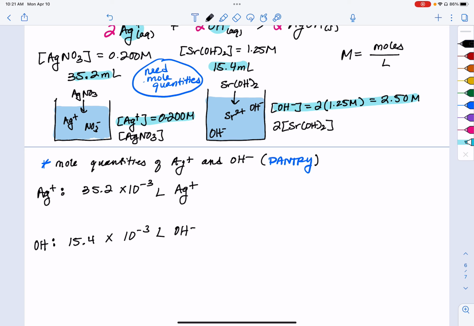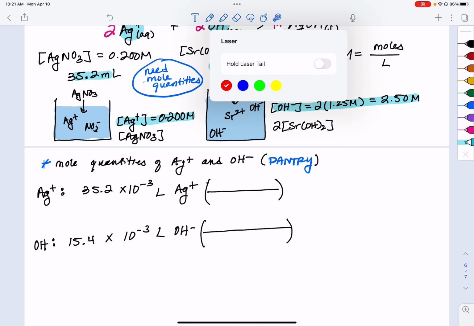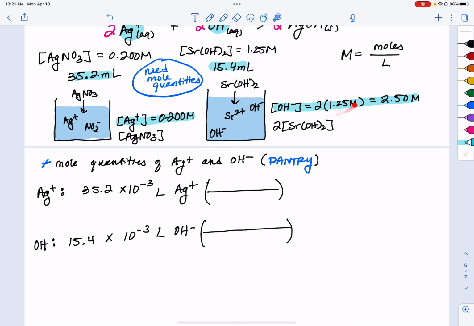All right, now this is where our concentration is going to come in handy. This is what's going to put us into the mole quantities of each thing that we need. So I know, based on my analysis of what I had in my pantry, or at least pieces of information about what I've got in my pantry, that for every 1 liter of my silver solution, there are 0.200 moles. That is simply my concentration of my solution of silver ions.